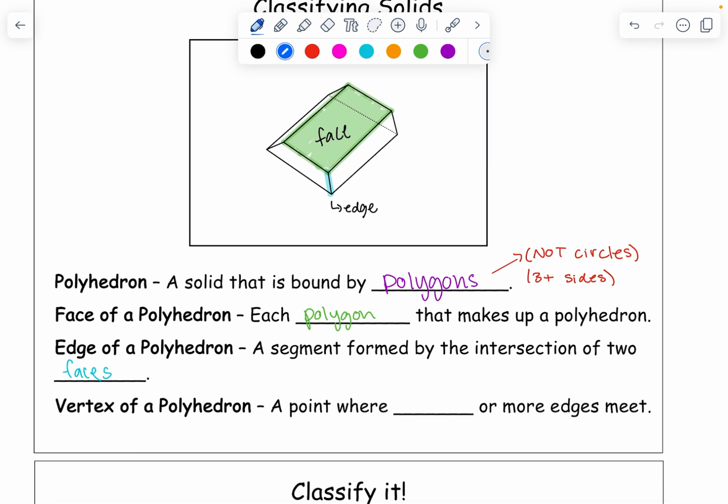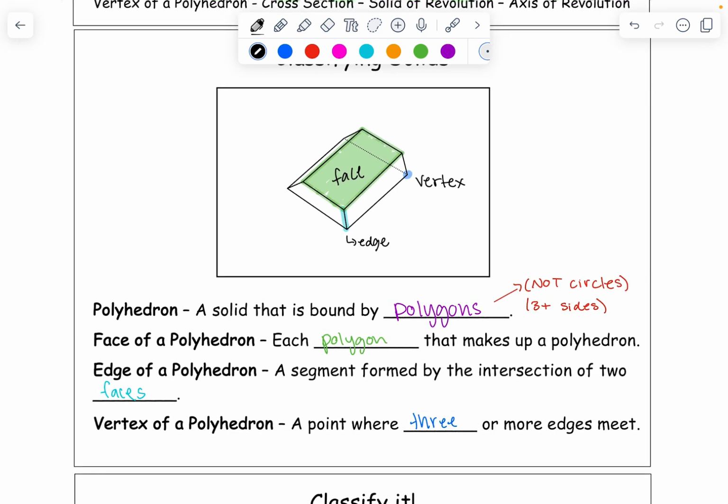And then lastly, we have our vertex of a polygon. It's a point where 3 or more edges meet. So we have any of our vertices, any of the corners of our shape. It's our vertices, or vertex if you're talking about one. Okay, that's our first one.